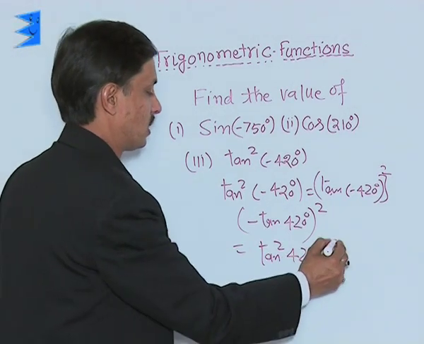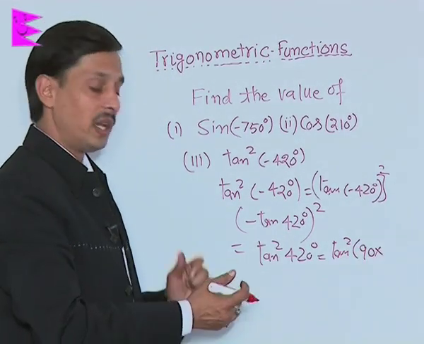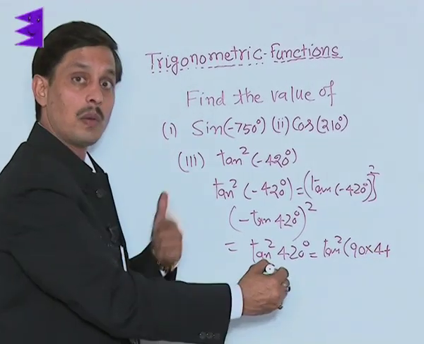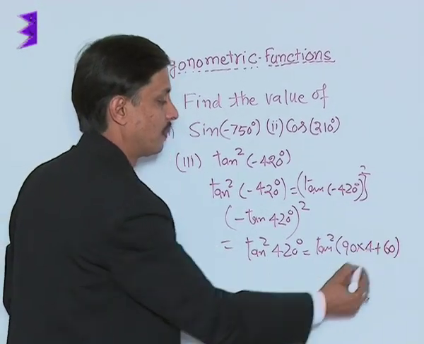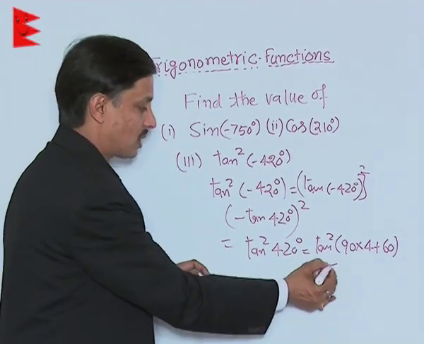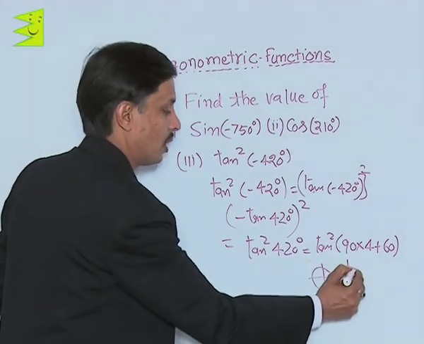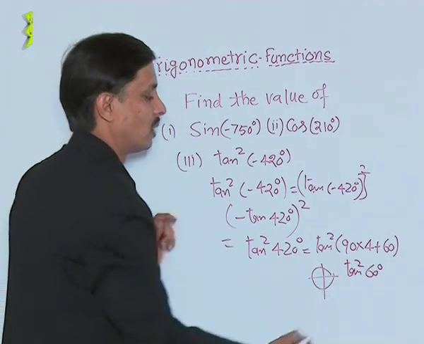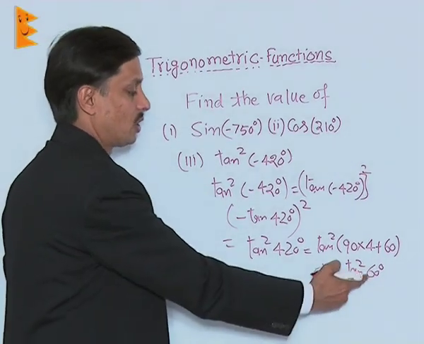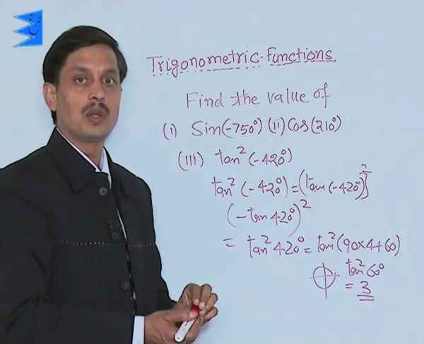Now I can write it as tan square of 90 into 4, that is 360, plus 60. 90 into 4 is on this line, and plus something is the first quadrant. In the first quadrant every value is positive. So this becomes tan square of 60, because the multiple is 4, an even multiple, so tan will remain tan. The answer of tan 60 we know is root 3, and its square gives us the answer 3.